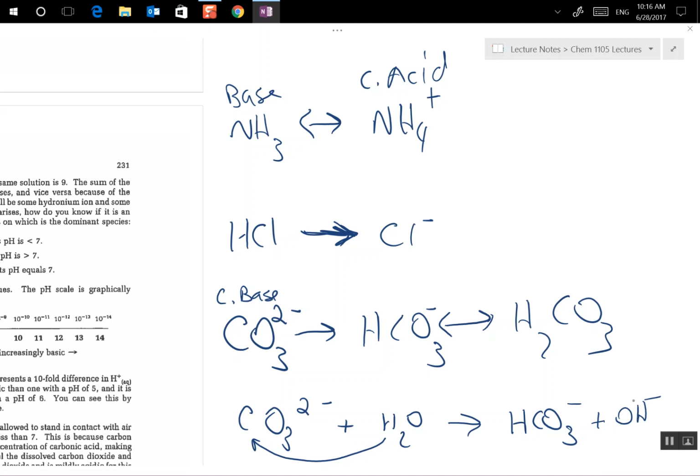So what would the pH be then if I'm producing hydroxide? Would it be basic or acidic? Acidic. So look at A. Sodium carbonate. What would you predict the pH to be?